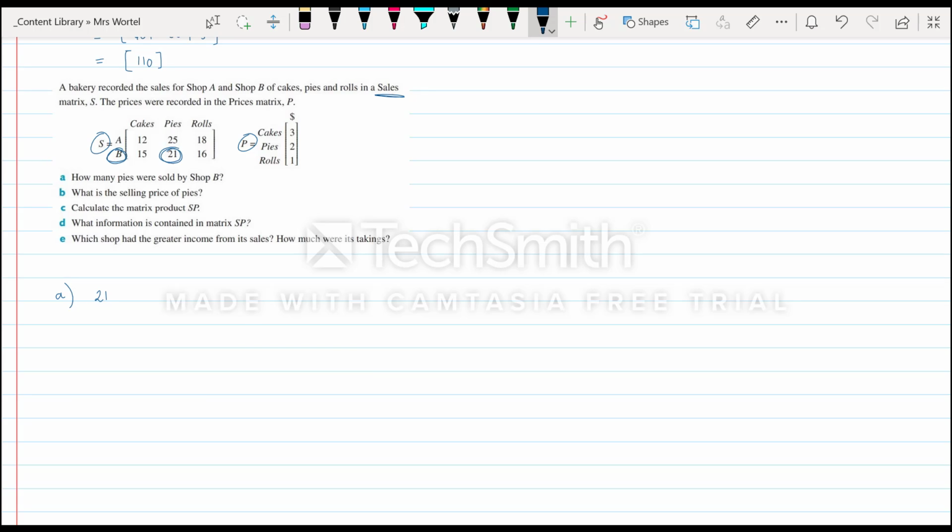21 pies. Okay, what's the selling price of pies? Well, that one we can look at our price matrix. And we look at pies, 2. And we know that our price matrix is in dollars because it says it up here. So the selling price of pies is $2 each.